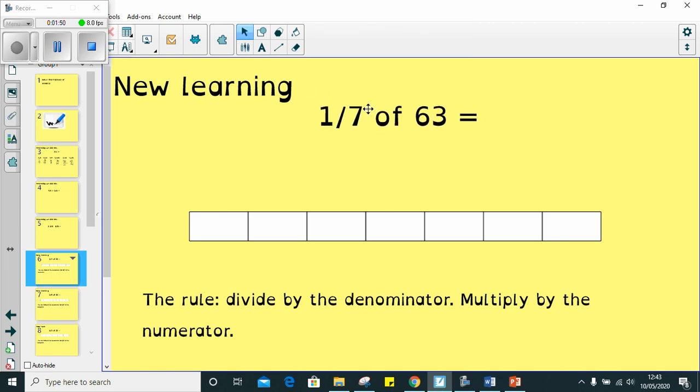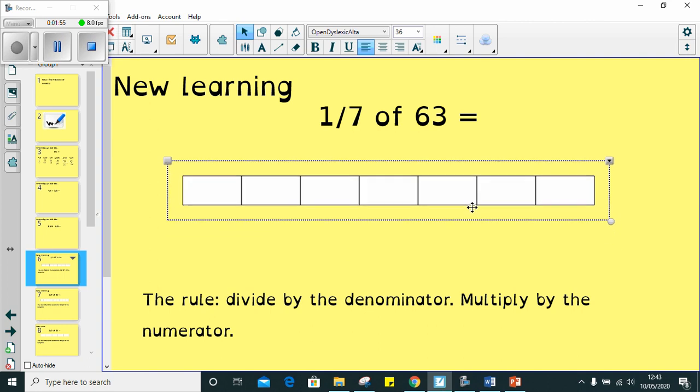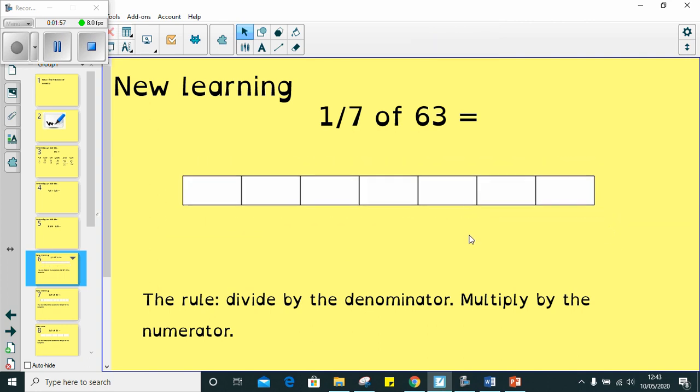So we're going to be looking at how to find a fraction of a whole amount. So if we've got 63 and we want to find 1/7 of 63, I like to imagine fractions as big bars of chocolate. So we've got 63 here, which is equivalent to our bar of chocolate, and we need to divide our chocolate like I've done here into 1, 2, 3, 4, 5, 6, 7 pieces, because my denominator tells me how much I'm dividing it by. So we divide by the denominator and multiply by the numerator.